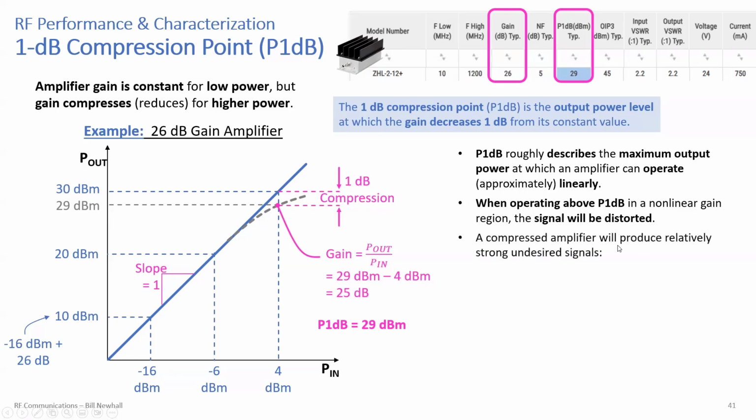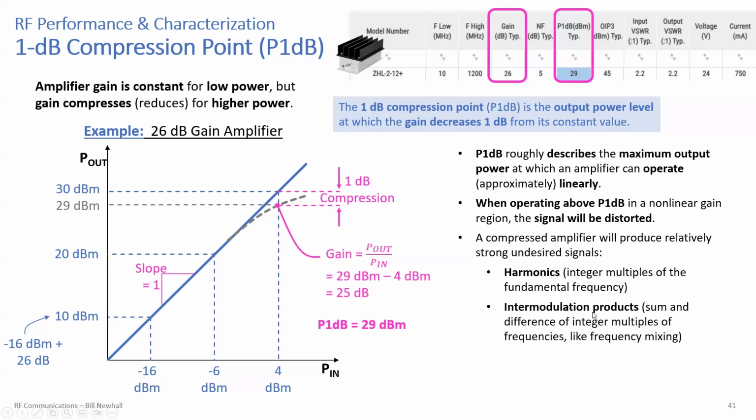And that produces undesired signals. So when you start approaching or go beyond that 1 dB compression point, you're going to see some undesired signals, including harmonics. That means you're going to have integer multiples of the fundamental frequency that you put in. So if you put in 10 megahertz into the amplifier, you might get 20, 30, 40, 50 megahertz multiples at the output because of that nonlinear characteristic.